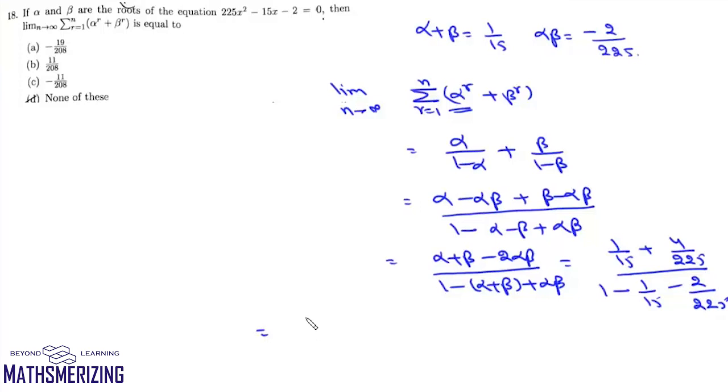So here it will be 15 plus 4, and here this value will be 225 minus 15 minus 2, and that should be 19 upon 208, which is option number D.